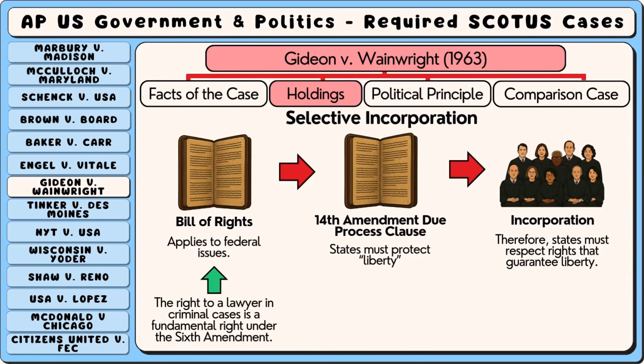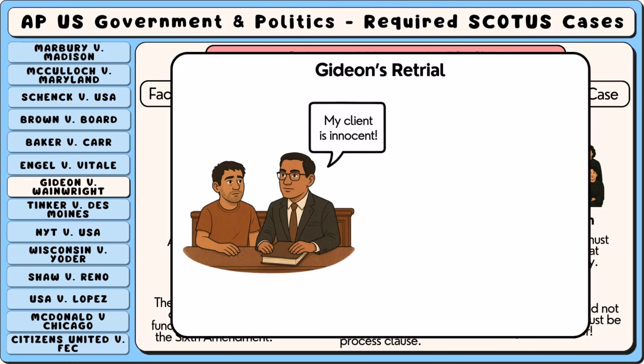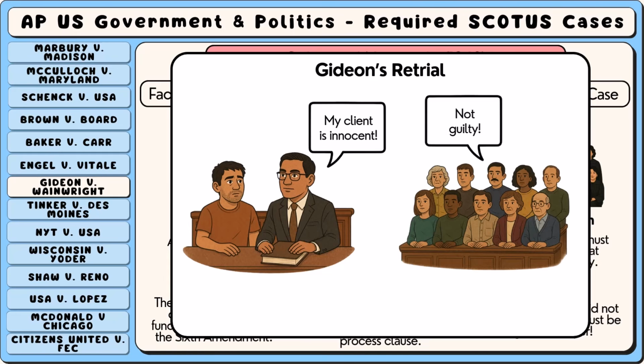First, the court ruled that the right to a lawyer in criminal cases is a fundamental right under the Sixth Amendment. Second, the court said that because the right to counsel is fundamental, it must be applied to the states through the Due Process Clause of the 14th Amendment. Third, the court overturned Gideon's conviction and ordered a new trial. This time, Gideon was given a court-appointed lawyer. With his lawyer's help, the jury found Gideon not guilty. This outcome showed in a very clear way how important a lawyer is for protecting a person's rights.